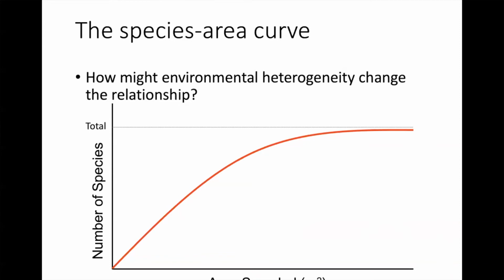Clara, do you want to add to it? Yeah, so one thing is if the environment is more heterogeneous, Clara said that maybe it's going to be steeper in the beginning. So as you go from this spot to this spot, the availability of resources is more different in a more heterogeneous environment. And so which species can do well in those different conditions are going to be very different. So you'll accumulate different species more rapidly initially. Might anything else be different?